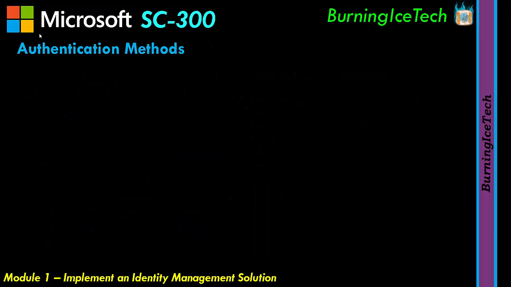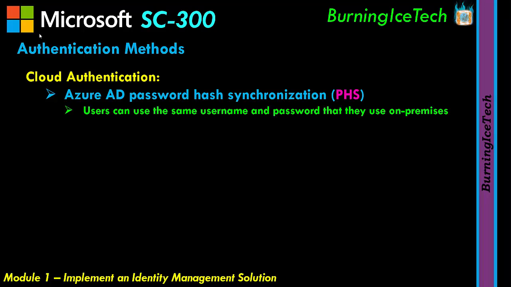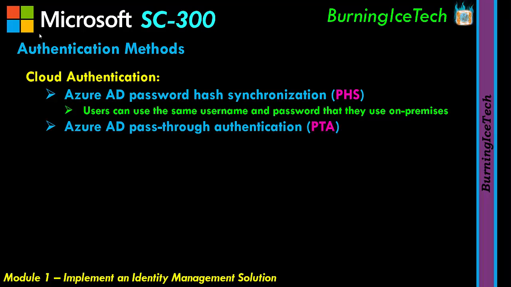authentication methods. So the first one we get is cloud authentication, which is probably going to be the most popular here. So with regards to cloud authentication, you get Azure Active Directory password hash synchronization, which is just called PHS for short. Users can then use the same username and password that they use on premises. Very, very popular amongst most companies. Then you also get Azure Active Directory pass-through authentication, which is known as PTA for short.